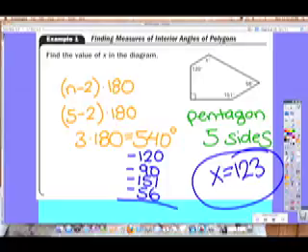Just watch. I don't know about you, but I have a really hard time remembering formulas. I can't remember. So we have our reference sheet, which is fantastic. We can go to that if we can't remember the formula. This formula up on the board in orange, the very top one, n minus 2 times 180, is not on your reference sheet. So can I show you a trick?